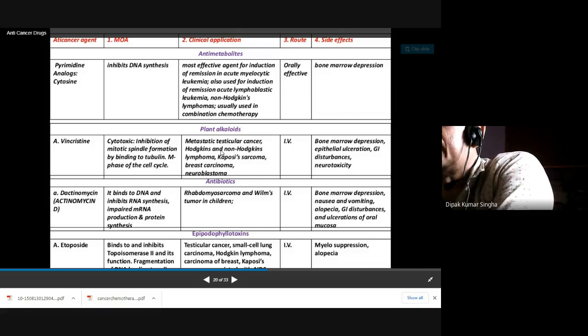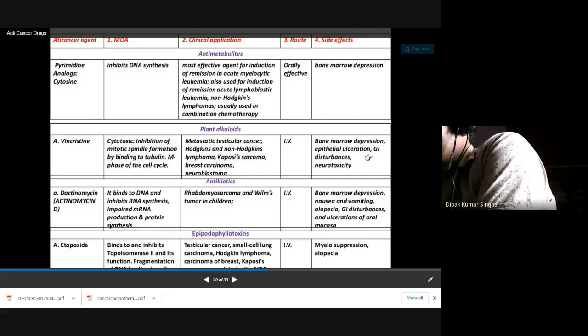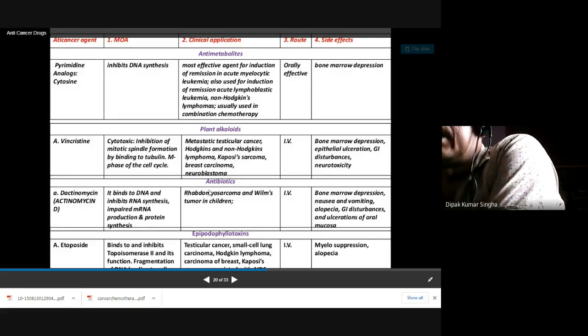অলসো ভিঙ্কিস্টিন, সো ইউজ Hodgkin disease, non-Hodgkin's lymphoma, also used in breast cancer and neuroblastoma. So in this case it is used IV intravenous, bone marrow depression the basic side effect, and epithelial ulceration, GI disturbance, there may be nausea, vomiting and neurotoxicity, also neurological damage, and dactinomycin, which inhibits the DNA, inhibits RNA synthesis. The Wilms tumor, better you can see what is called Wilms tumor and lymphoblastoma, bone marrow depression.